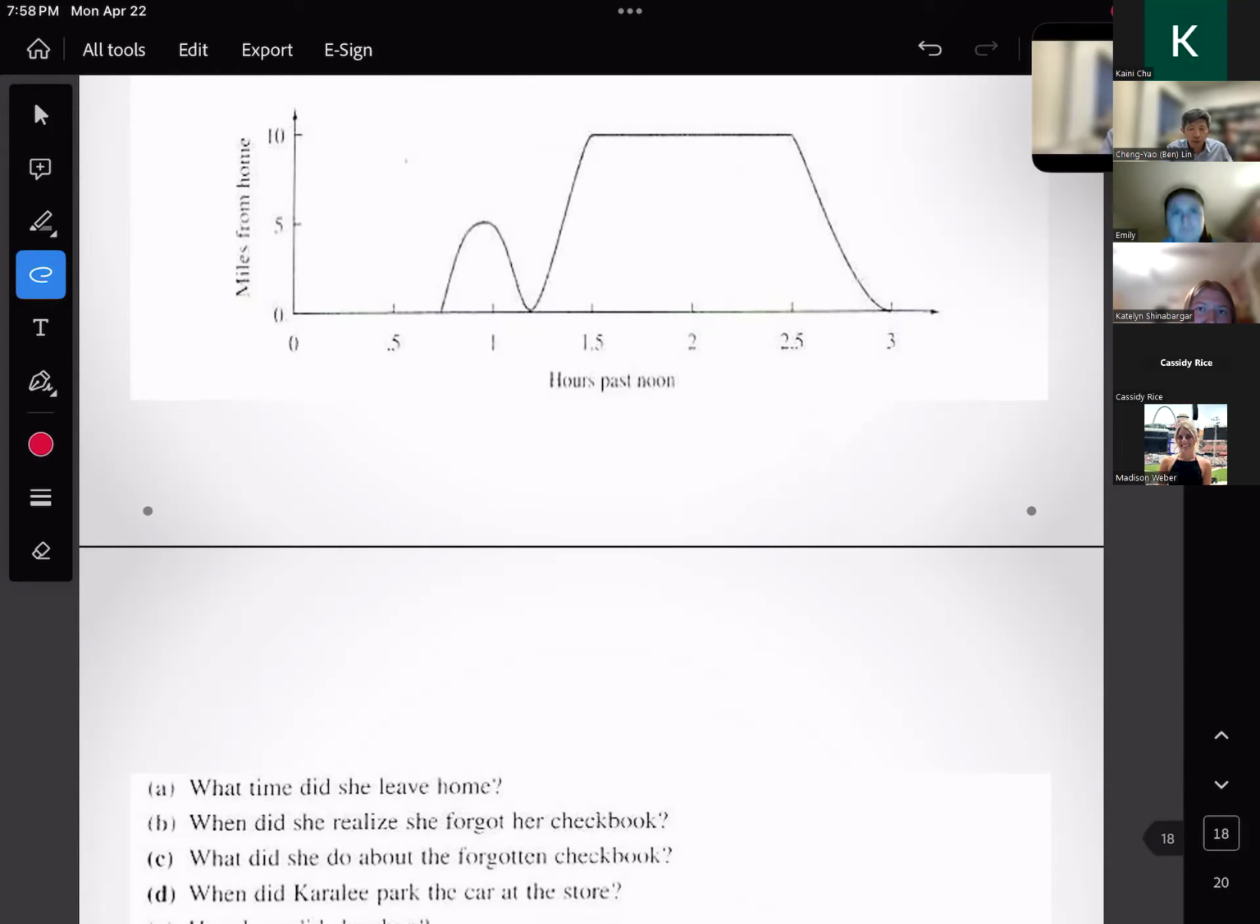What time did she leave home? Can anybody tell me what time did she leave home? 12:45. 12:45. Very good. Yes. Next. When did she realize she forgot her checkbook?